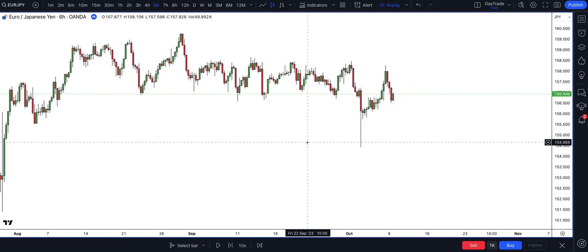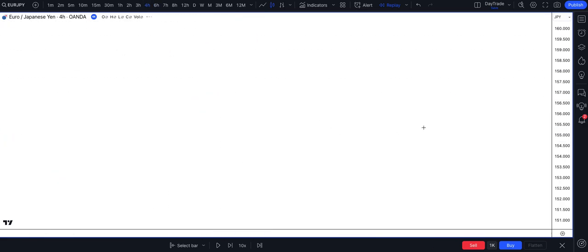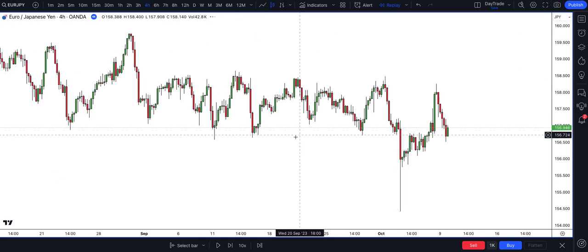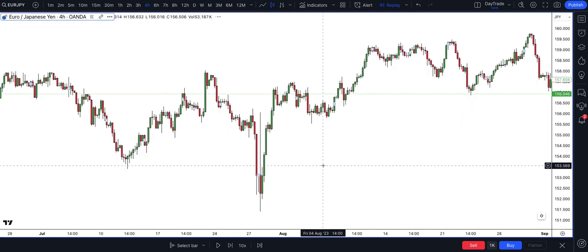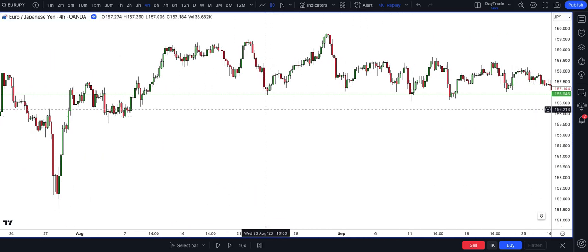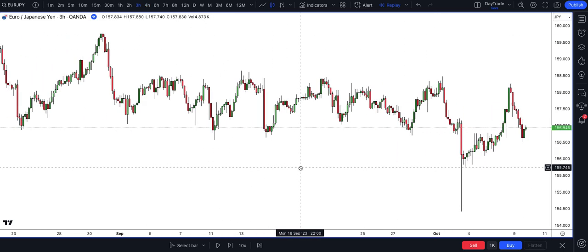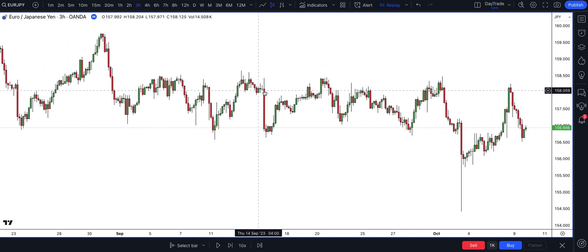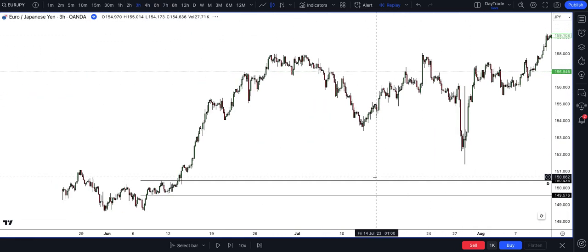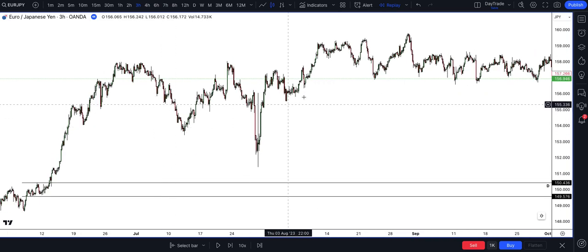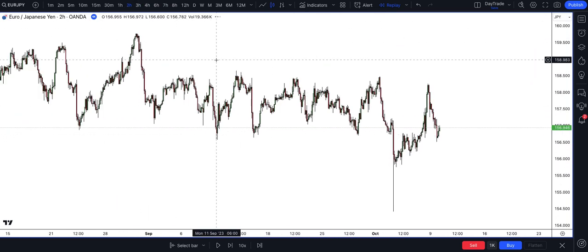6-hour, nothing here either. 4-hour, nothing for me here either. So 3-hour chart, potentially something up here. I'll have to look at that in further detail. Further left. 2 hours, 2-hour chart.